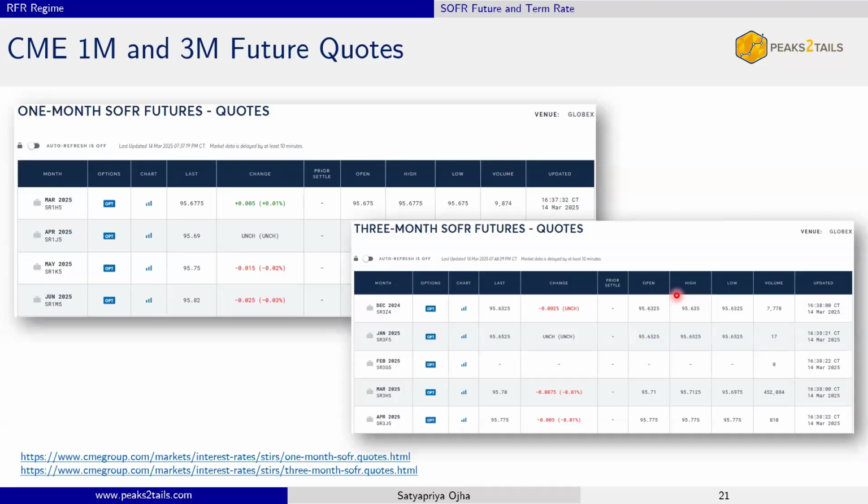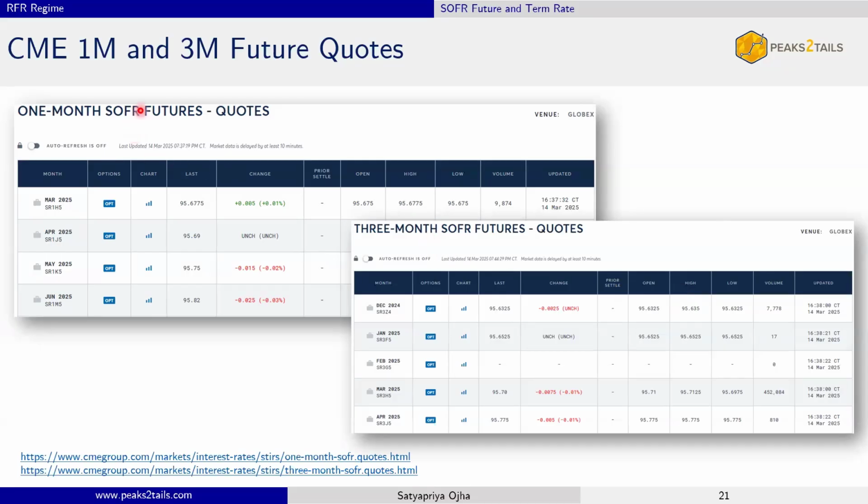Back in the day when we had LIBOR, how we used to construct the yield curve is typically we relied on Eurodollar futures for the short end of the curve. So from 0 to 1 year, that part of the curve, we used to rely on Eurodollar futures, which was very liquid. Same thing now: the equivalent of Eurodollar futures is SOFR futures, 1 month futures, 3 month futures. We use that to construct the short end of the curve. We'll talk about that later.